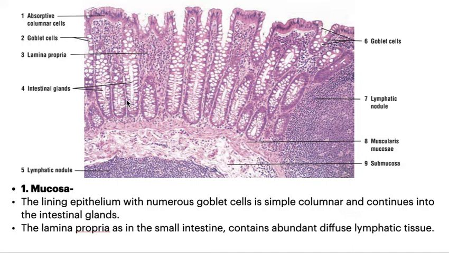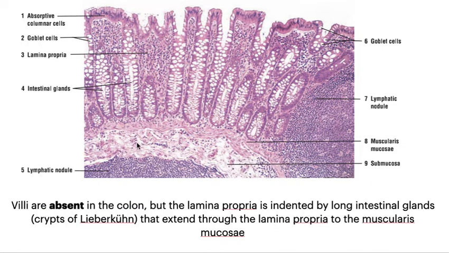So coming to the mucosa, like I said before, the lining epithelium contains numerous goblet cells. These are huge, these numerous goblet cells, simple columnar, and it continues down into the intestinal glands. The lamina propria is similar to that of the small intestine, containing abundant diffuse lymphatic tissue, as you can see over here. Now, villi are conspicuously absent in the colon, unlike the small intestine, but the lamina propria is indented by long intestinal glands. These glands over here are called the crypts of Lieberkühn, which extend into the lamina propria to the muscularis mucosae.